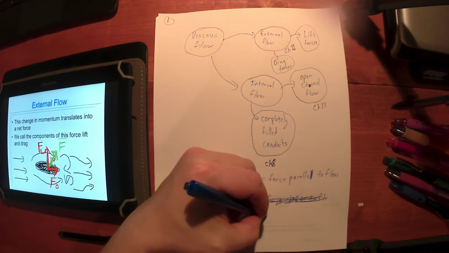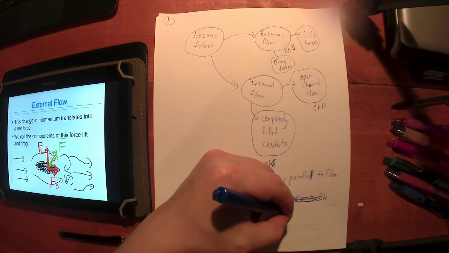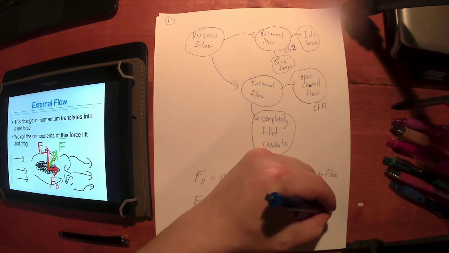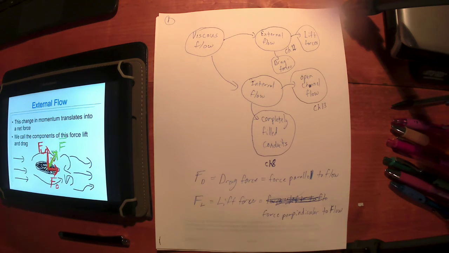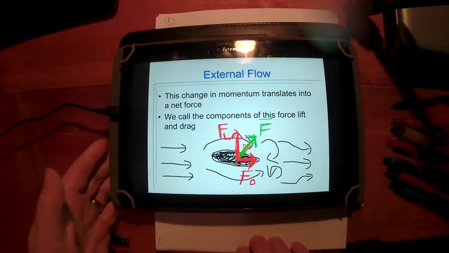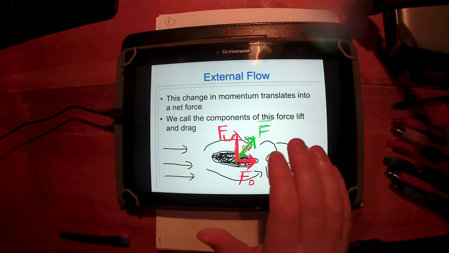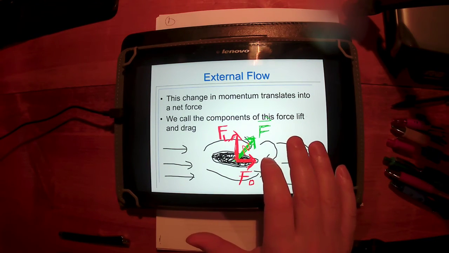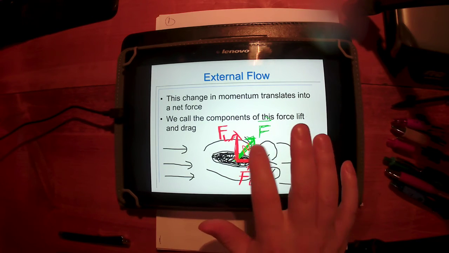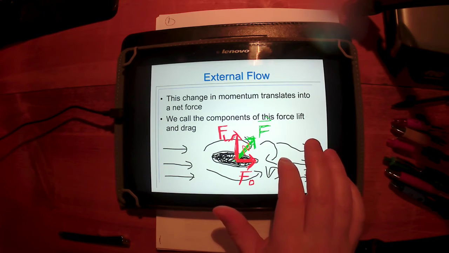The lift force is the force perpendicular to the flow direction. Right? So drag force is the force parallel to the flow. Lift force is the force perpendicular to the flow. Okay? All right. So what causes these forces? Well, it's Newton's third law, because the object's causing the momentum of the fluid to change, requiring the object to apply force to the particles. Therefore, the fluid particles are applying equal and opposite force upon the object.